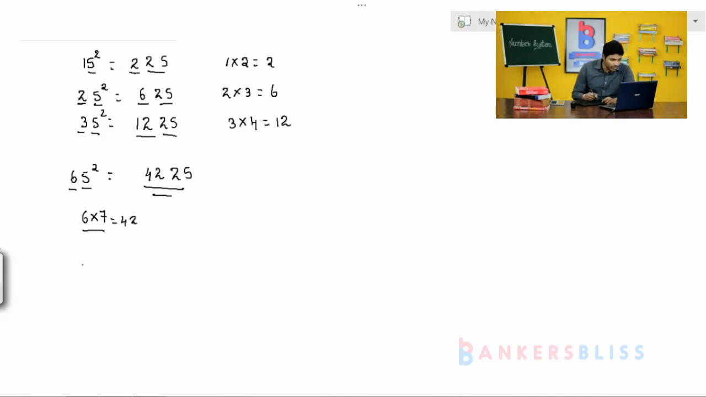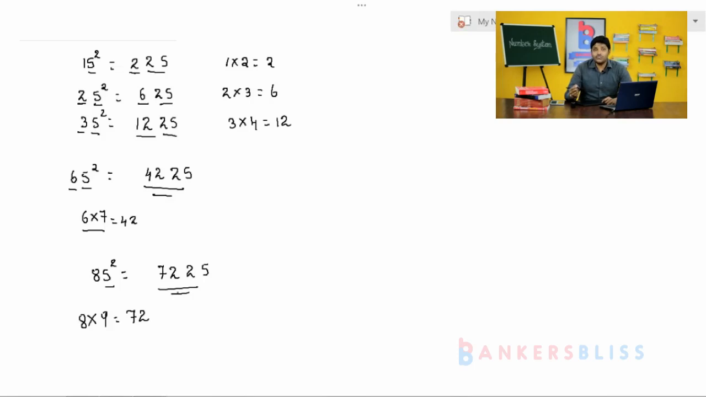Very simple. You may take one more number. 85 square. So 5 square, 25. Next, after 8, which number are you going to get? 9. 8 nines are 72. So you are going to write 72 here. So 7225. So if the unit digit is 5, or if the number is going to end with 5, and you want to square those numbers, this is the methodology. Very simple.